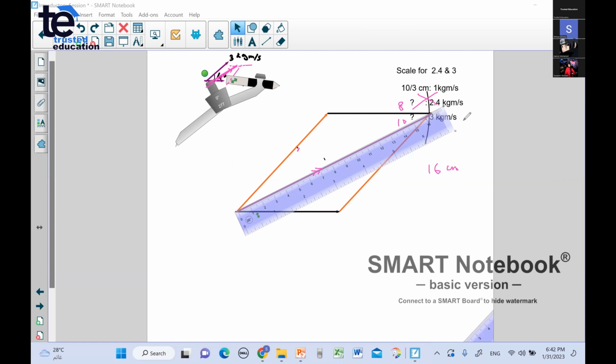Is this the actual resultant momentum? Of course not, because you need to figure out this value by using the scale. What are you going to do? You will be making a cross product. So you will be dividing 16 divided by 10 over 3. It will give you 4.8 kilogram meter per second.